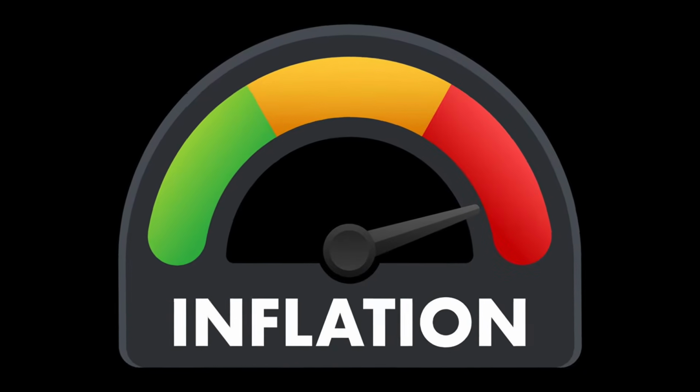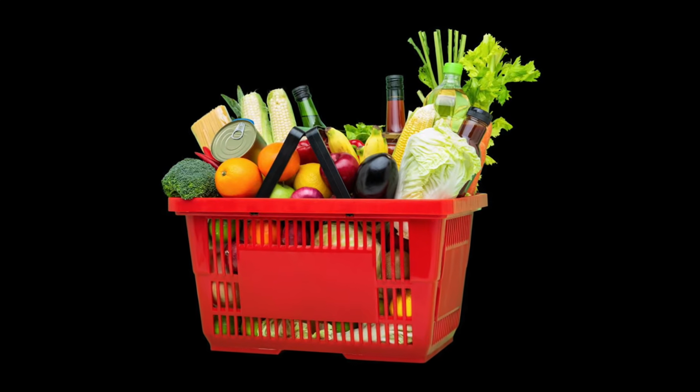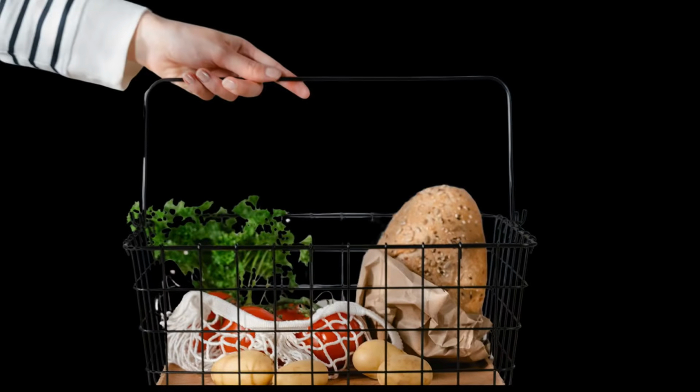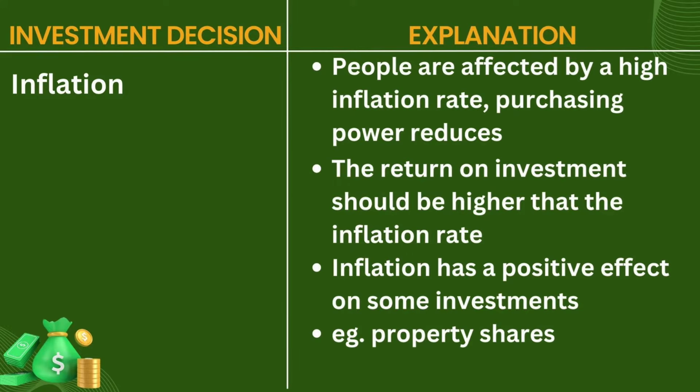And then let's talk about the other factor that affects investment: inflation. Now, I know most of you understand what inflation means. When the purchasing power decreases, that is inflation. The money that you used to buy groceries with, 500 rand, you could buy a certain amount. Now, if the purchasing power is decreasing, then with 500 rand you're not going to buy what you used to. That is inflation. So when you're investing, you need to think of that. People are affected by a high inflation rate because of the purchasing power.